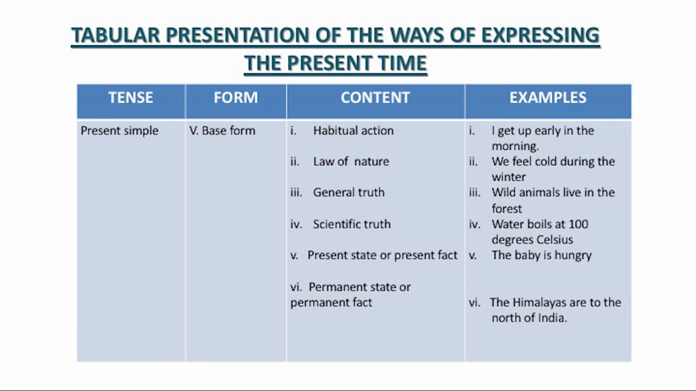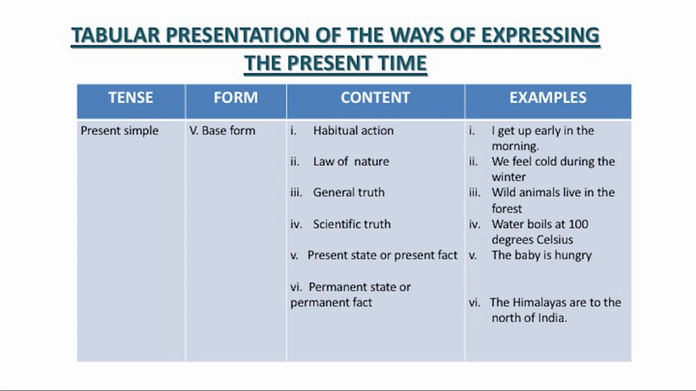I gave you so many examples basing on each context. You must remember them. For habitual action, I have given one example on the screen. I get up early in the morning. For laws of nature, we can say we feel cold during the winter season. General truth, wild animals live in the forest. Scientific truth, you can give one example from your mind. Let it be water boils at 100 degrees Celsius. Present state or present fact, the baby is hungry. Permanent state or permanent fact, the Himalayas are to the north of India.